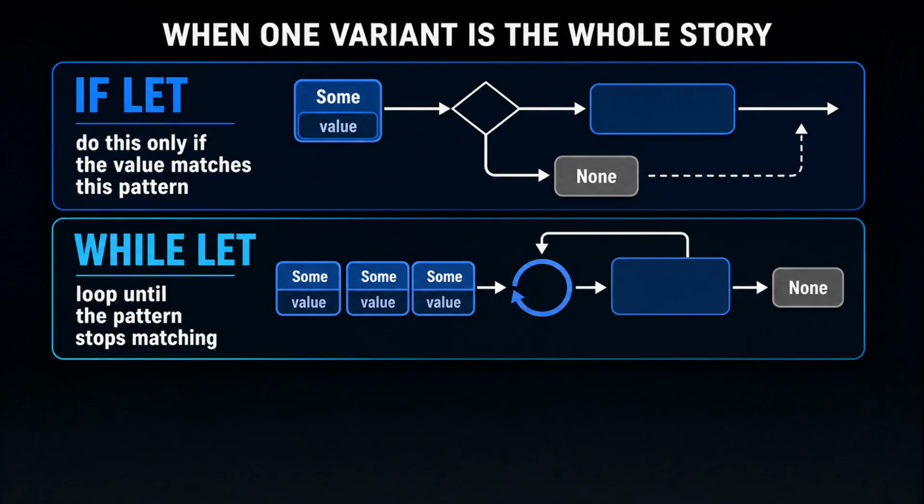Rust also gives you lighter tools when only one variant is interesting. If let is the concise form: do this only if the value matches this pattern. While let is the looping version. So you use match when every case matters, and if let when one case is interesting and the rest are irrelevant. While let drains a container that returns Some until None, like popping a queue, polling a stream, or walking an iterator until it ends. Same mental model either way.